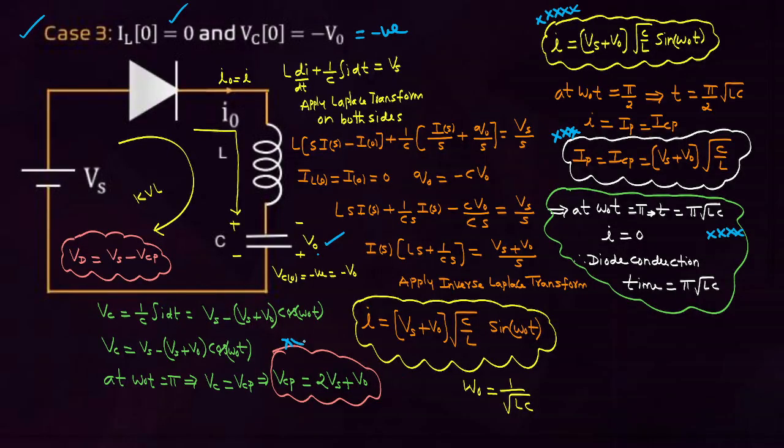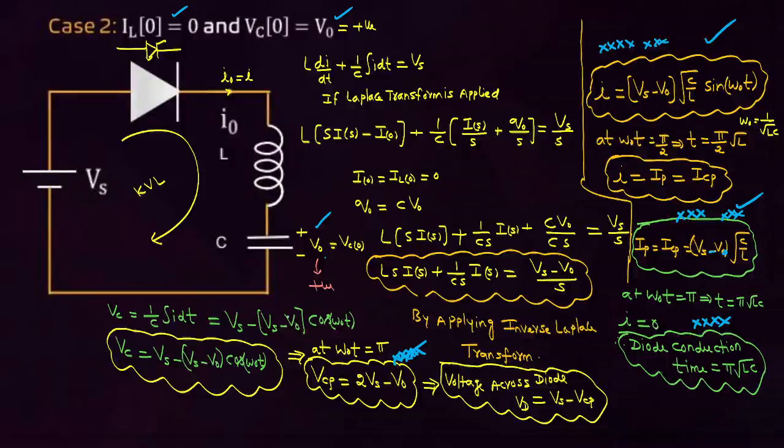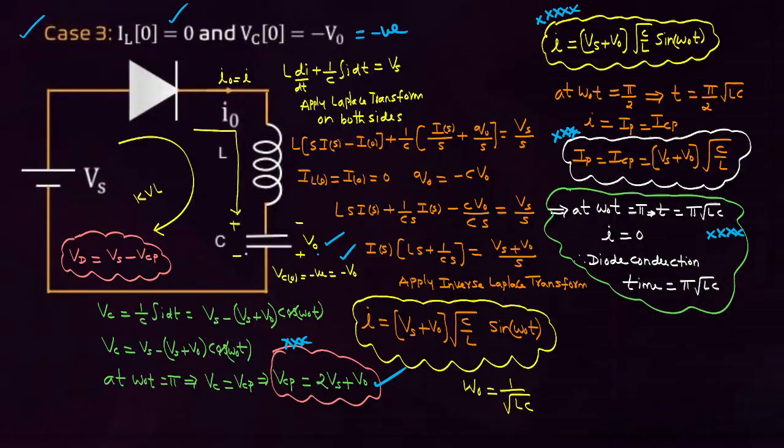Then what is the peak voltage across the capacitor? Without initial voltage, what is the peak voltage? 2 Vs. If the initial voltage across the capacitor is negative, you take plus here. Here you see, if it is positive, then you take minus here. That's the only difference. These are the case 3 formulas that you have to concentrate on.